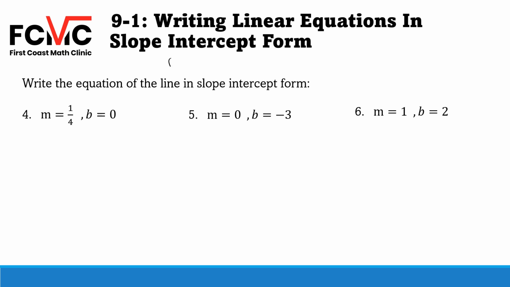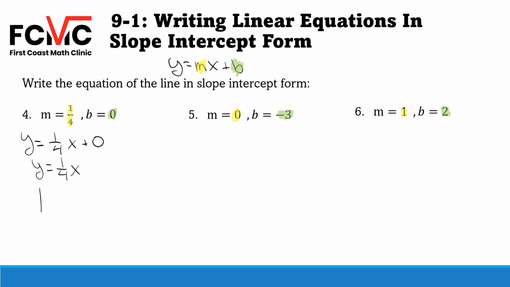Again, for these, remember our equation y equals mx plus b. Our value for m is 1/4 for number 4, 0 for number 5, and 1 for number 6. And our value for b, for number 4, b is 0. For number 5, b is -3. And for number 6, b is 2. Those are the values we're substituting in. So for number 4, our equation should be y equals 1/4 x plus 0. Well, if we're adding 0, we really don't need to write that 0 in, so we're just going to have 1/4 x.